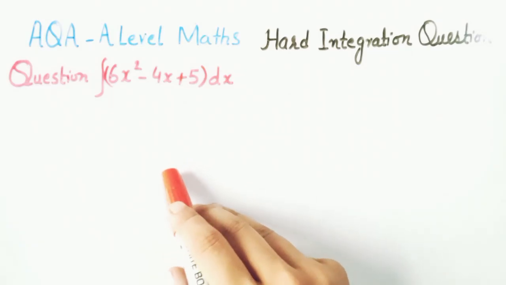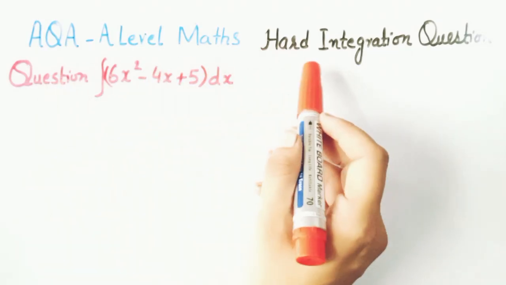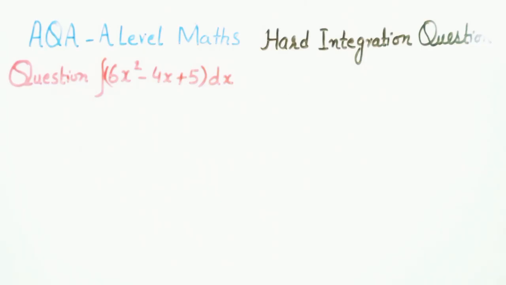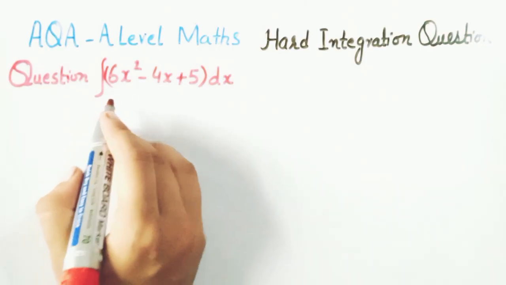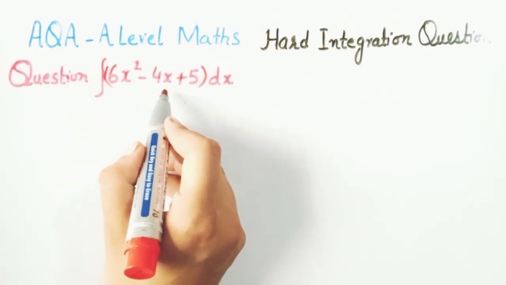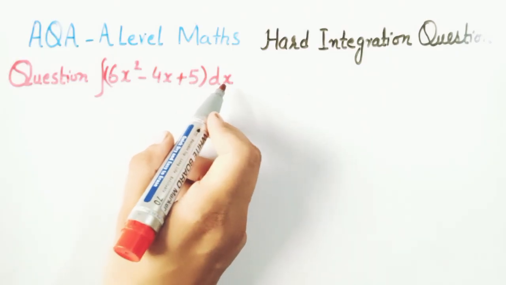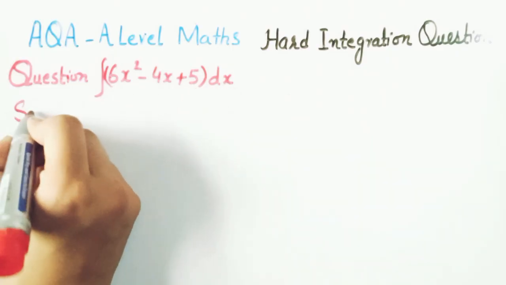In today's video, we will start solving AQA A Level Maths hard integration questions. Question number 1 is the integration of 6x² − 4x + 5 with respect to dx. You have to solve this question.